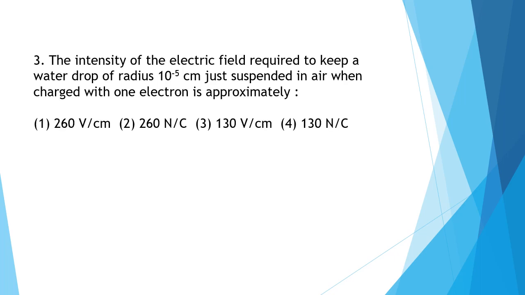Question number 3. The intensity of the electric field required to keep a water drop of radius 10 to the power minus 5 centimeters just suspended in air when charged with 1 electron is approximately. To solve this question, you will have to balance the forces, that is the weight and the force due to the electric field. Therefore, mg will be equal to charge into the electric field. So, electric field will be equal to mg upon the charge of electron. To find mass, you can multiply volume with the density of water, and after solving everything, E will be equal to 260 Newton per coulomb. Therefore, the answer is 2.